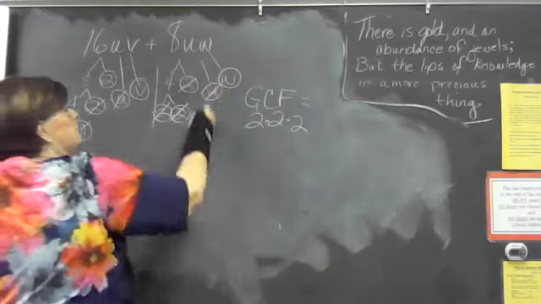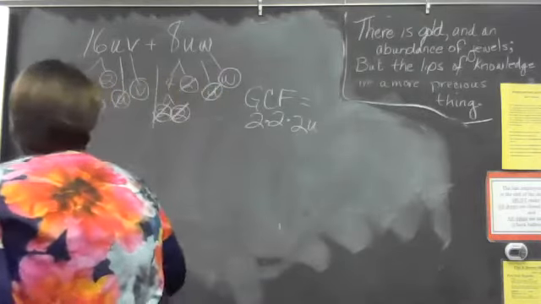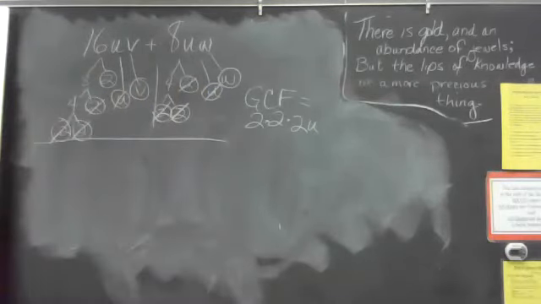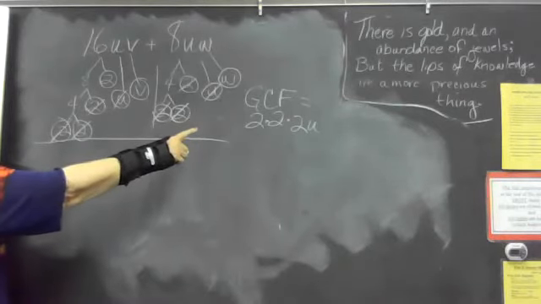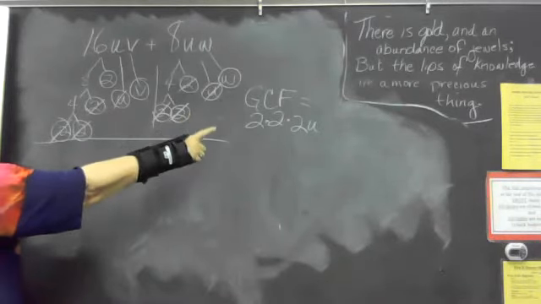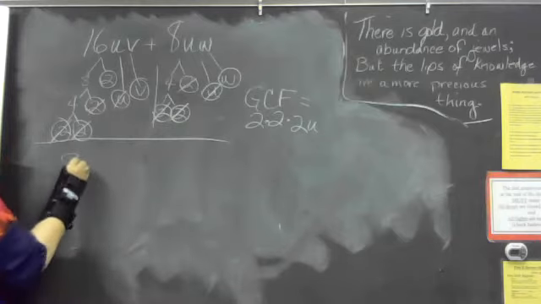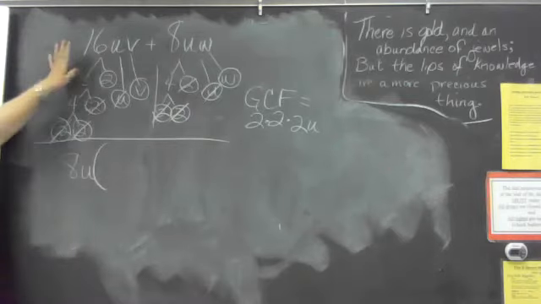And the U's are common. So my greatest common factor is 8. 2 times 2 is 4 times 2 is 8U. So that is what I'm going to factor out or divide out of this polynomial.